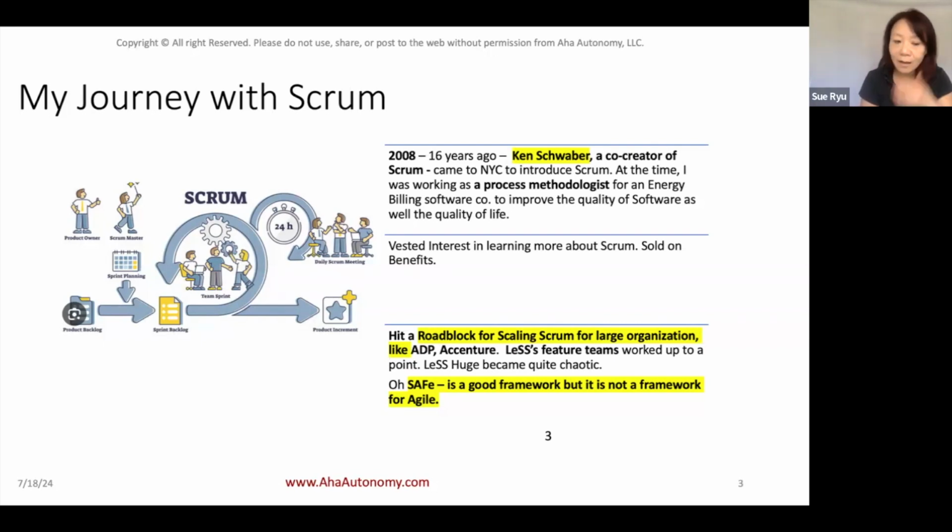But when I was working for a large organization like ADP and Accenture, I hit a major roadblock. The problem was that scaling Scrum and scaling Agile wasn't as easy in a large organization. It was much easier in a small organization, but when trying to do it for a large one, it wasn't as easy. We tried LeSS, Large-Scale Scrum, with feature teams. Feature teams definitely work, but when it becomes much bigger, it became very chaotic.